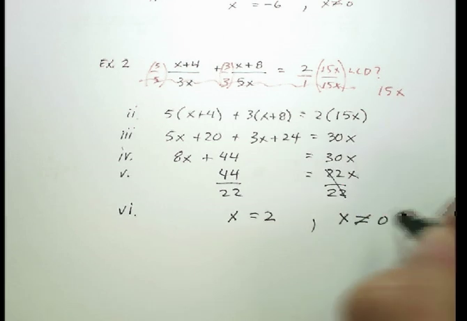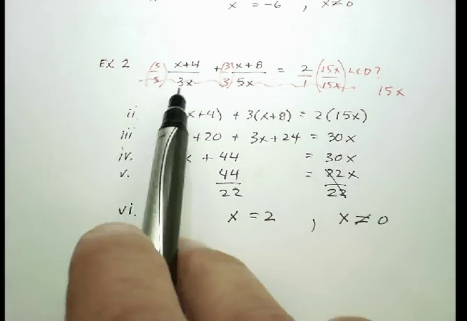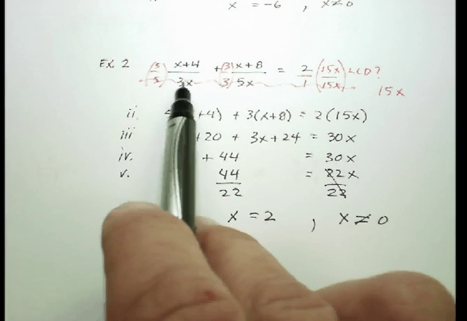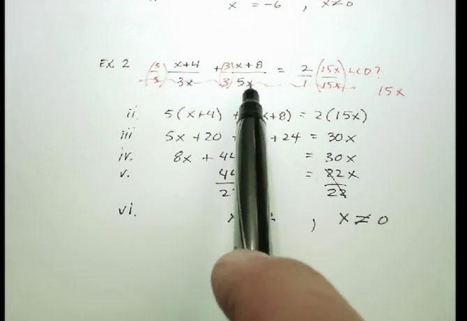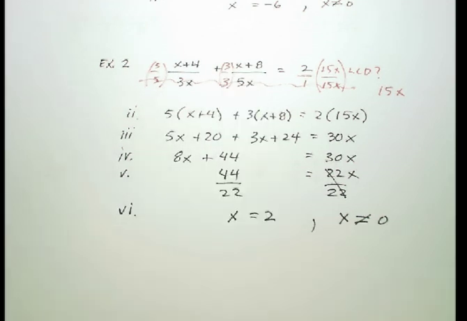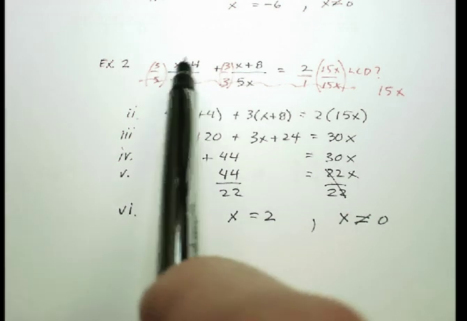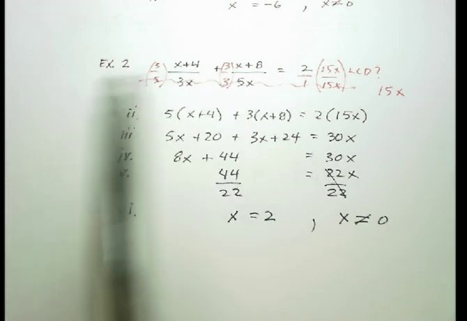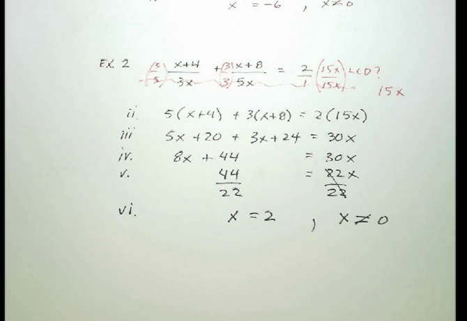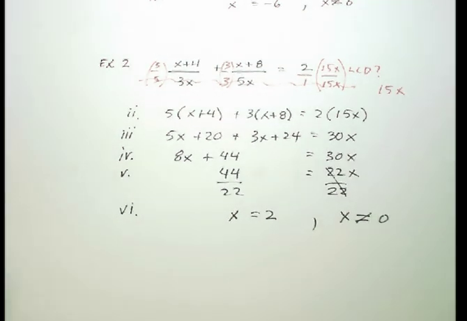X cannot equal 0 in this one either, because if I put a 0 in for this x, this denominator becomes 0. If I put a 0 in for the x, this denominator becomes equal to 0. You don't have to worry about the numerators, just the denominators. Okay? So that would be my answer for this problem. Let's do one more, making it a little bit more complicated.